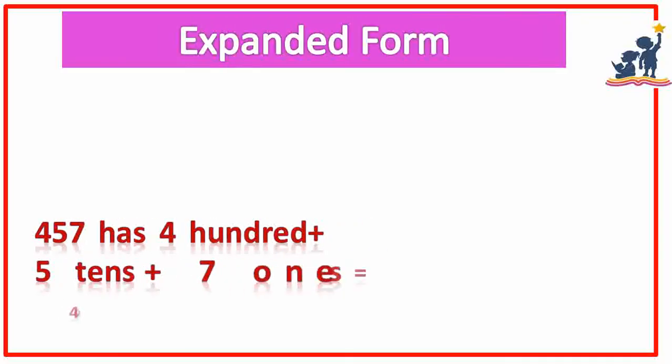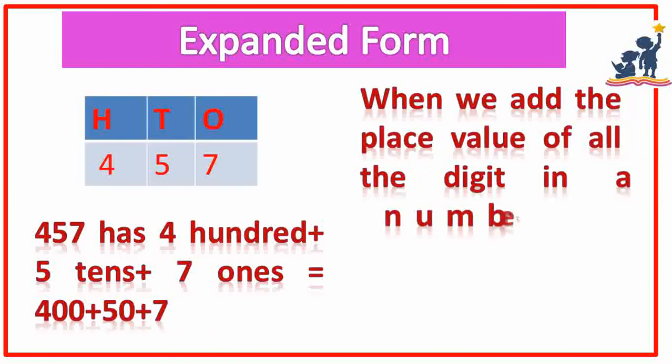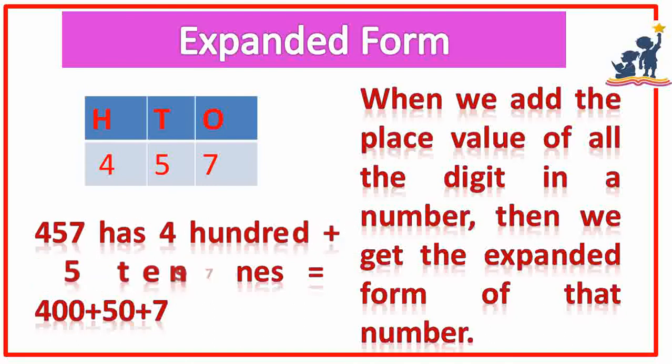Now, expanded form. When we add the place values of all the digits in a number, we get the expanded form of that number. 457 can be written as: in the hundreds place we have to write 4, in the tens place we have to write 5, in the ones place we have to write 7. So 457 has 400 plus 5 tens plus 7 ones, which is equal to 400 plus 50 plus 7. It is in expanded form. We expand 457 like this.